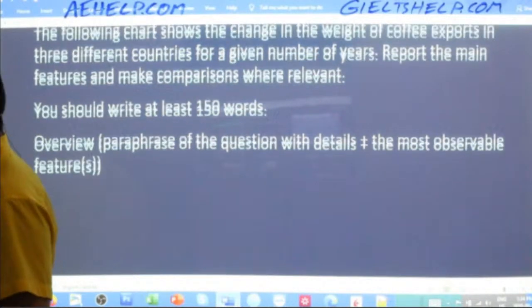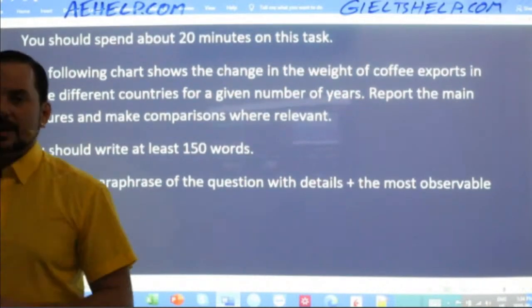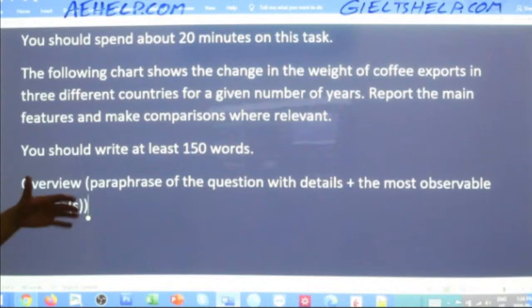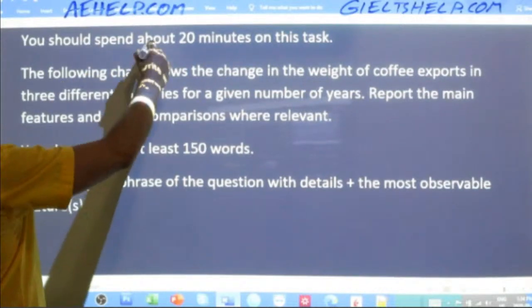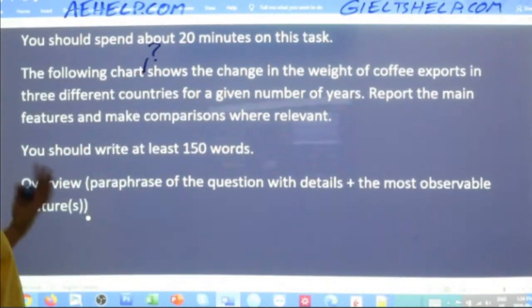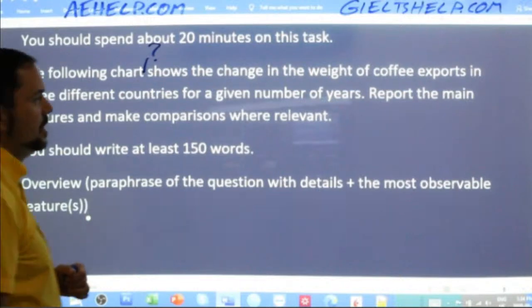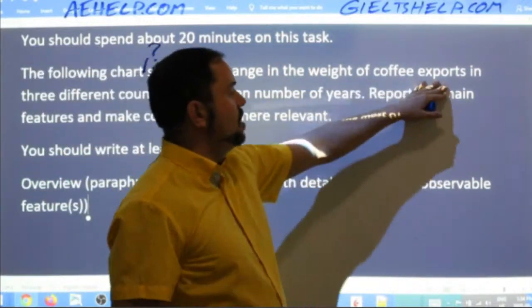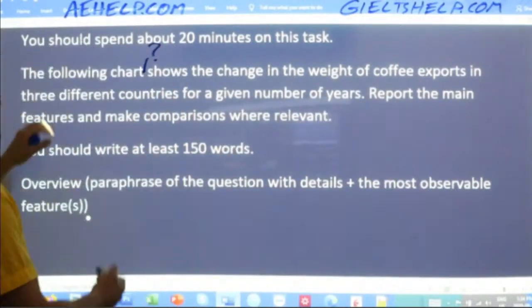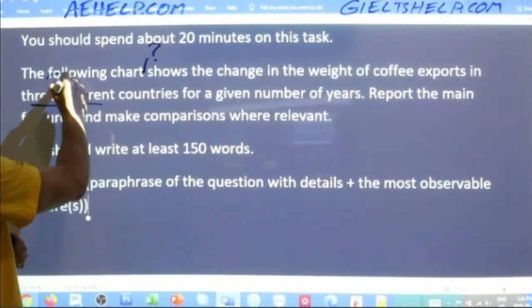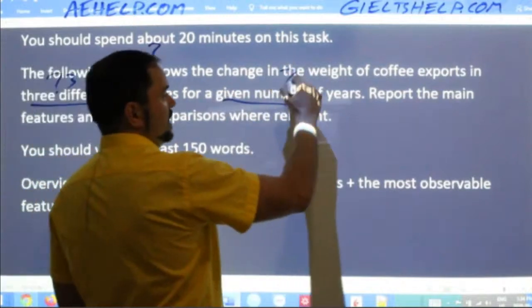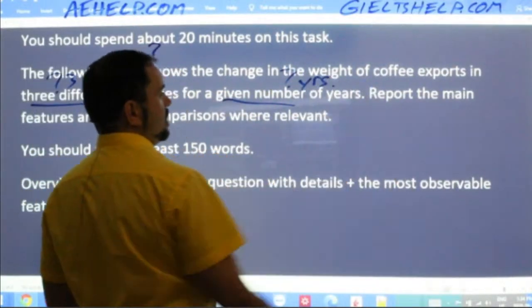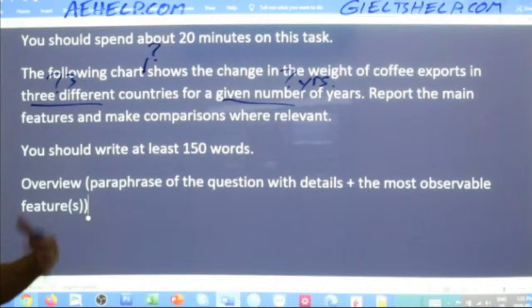So, when you read the question, you can kind of, when you practice, you already know where you can give details are, for example, here. Okay, so the following chart, what kind of chart? Line chart, bar chart, pie chart. Change in the weight of coffee exports in 3 different countries. Okay, what 3 countries, right? Given number of years. What years are we talking about here? So that's what we can see right away.